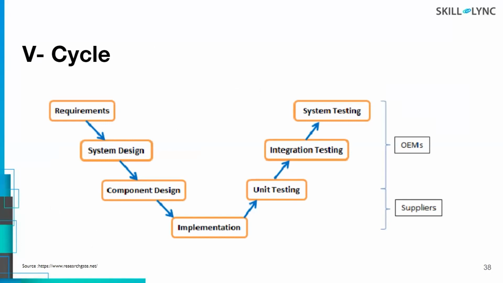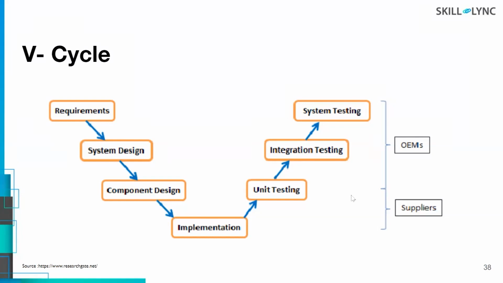So now, coming to the last topic, the V cycle. We talked about the whole kind of testing, all kinds of things, right? The V cycle is something from the start to the end. I was talking about customer requirements, right? We take the customer requirement and design that system. Then we'll have component-based designing, then implementation, and then unit-based testing.